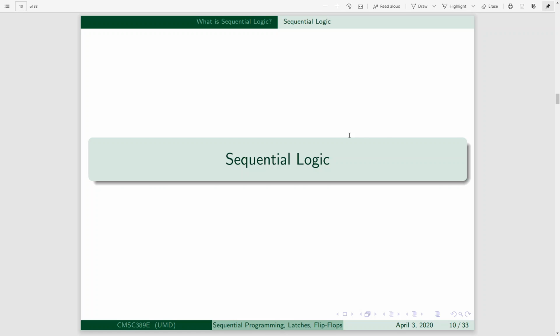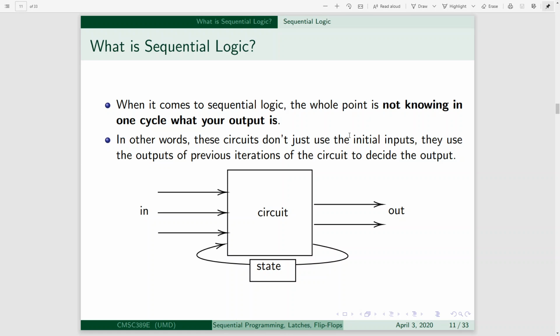So the reason I bring this up, just as an introduction, is that the whole point of a circuit like this is not knowing in one cycle what your output is. In other words, these circuits don't just use the initial inputs, they use the outputs of previous iterations of the circuit to decide the output. This is an interesting idea, because I feel it's the basis for understanding loops and recursion when you start building this up in terms of computer science knowledge.